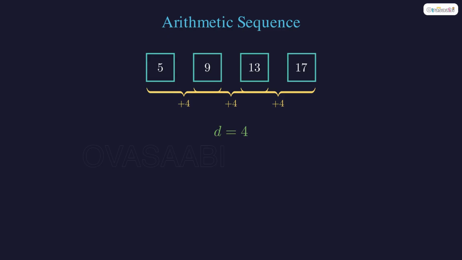In an arithmetic sequence, you add the same number each time. That number is called the common difference, written as D. Here, D equals 4.